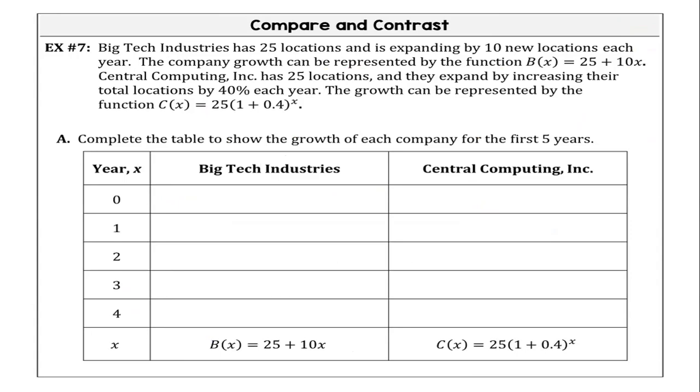So here you have Big Tex Industry has 25 locations and is expanding by 10 new locations each year. The company growth can be represented by the function b of x equals 25 plus 10x. Central Computing Incorporated has 25 locations, and they expand by increasing their total locations by 40% each year. The growth can be represented by the function c of x equals 25 times 1 plus 4/10 to the x power. Complete the table to show growth of each company for the first 5 years.